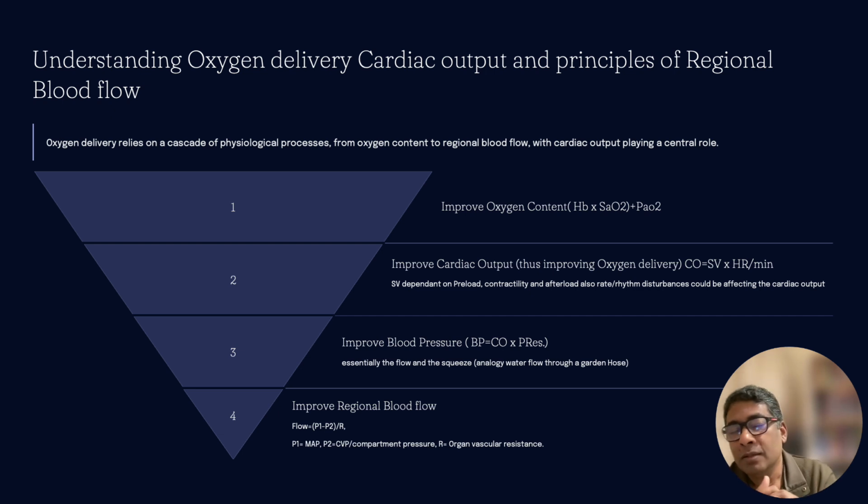So flow is equal to P1 minus P2 divided by resistance. In that case, it's not MAP minus CVP, rather it's aortic root diastolic pressure, because the flow to the LV occurs during diastole. Aortic root diastolic pressure minus left ventricular end diastolic pressure, divided by coronary vascular resistance.